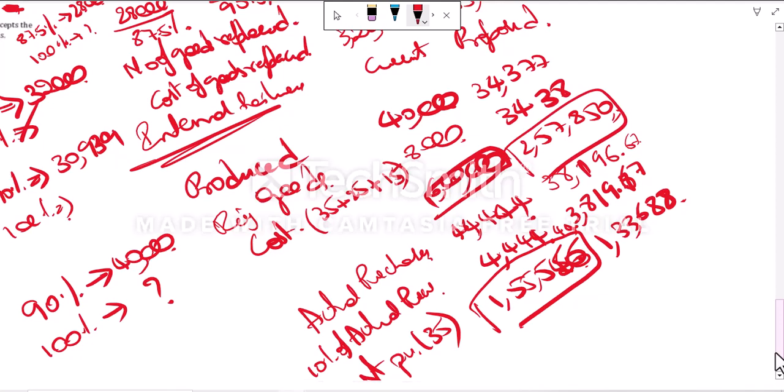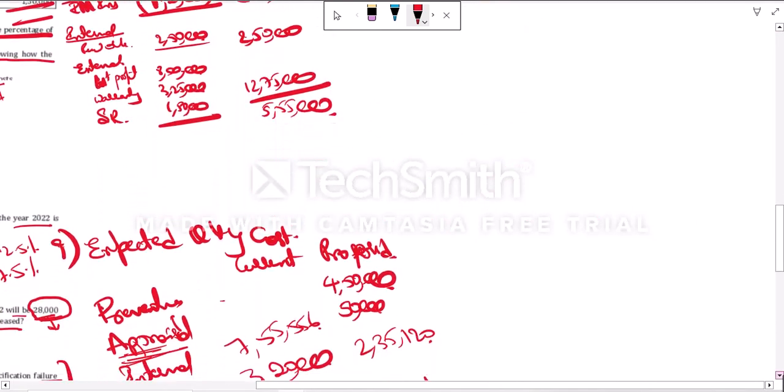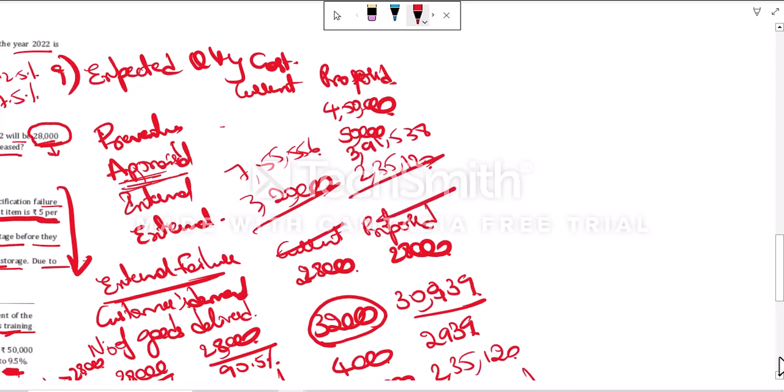2,57,850 plus 1,33,688. 3,91,000. 3,91,538. So now find out what is the total cost of quality in current scenario and proposed scenario. See, we got here 10,75,556.